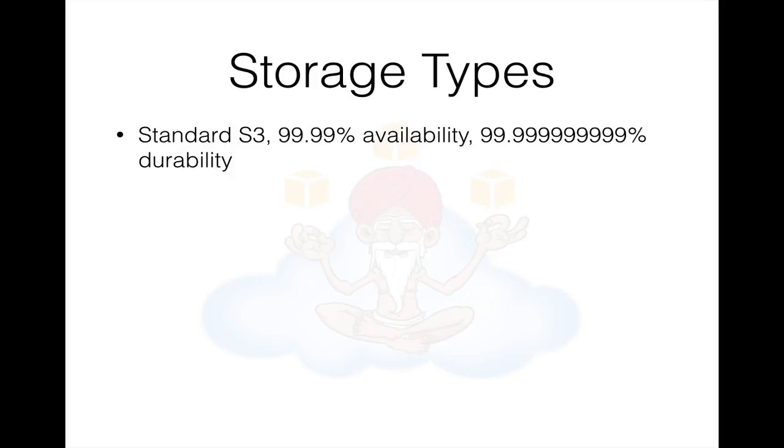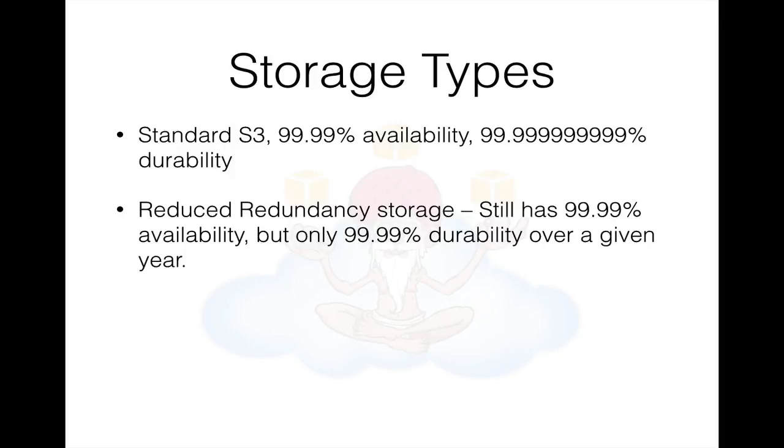So there's a few different storage types for S3. We've got our standard S3 storage, which gives you 99.99% availability and the 11 nines durability. We then have a thing called reduced redundancy storage. So we still have a 99.99% availability and your buckets are replicated across different availability zones automatically, but they use different disk sets, so they'll only give you 99.99% durability over a given year.